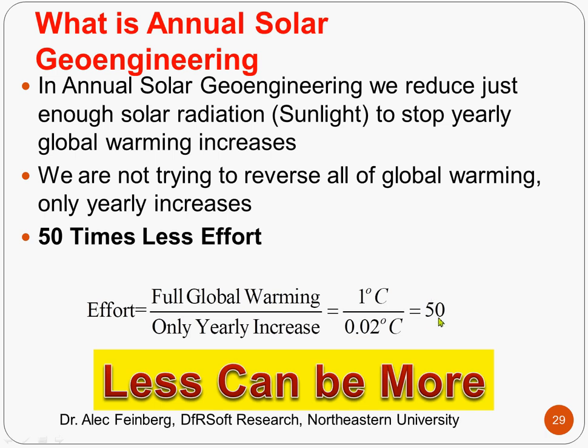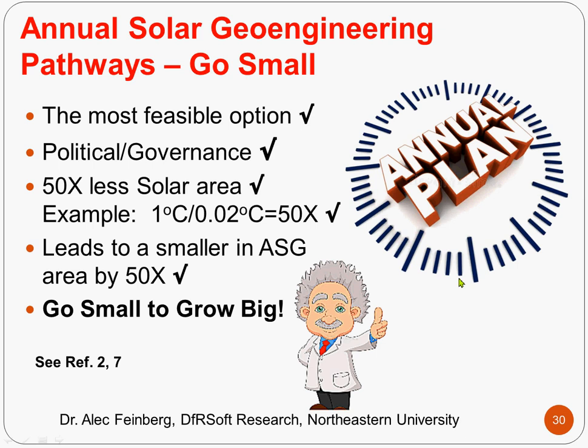Now that turns out to also be included in the energy imbalance, as well as if you're doing solar radiation modification, everything is reduced by a factor of 50. For example, if you're doing earth brightening, if we brighten the earth some by painting things white, increasing the reflectivity, and we wanted to change just the 0.02, it would be 50 times less earth brightening that we would have to do. So it's the most feasible option.